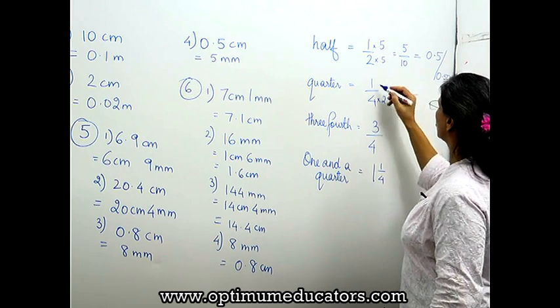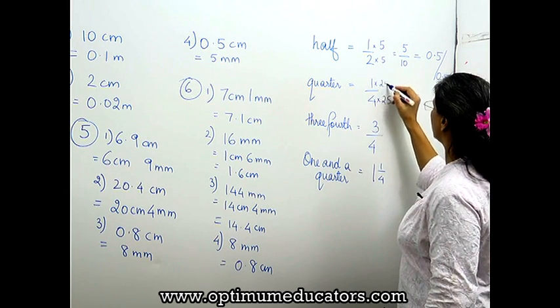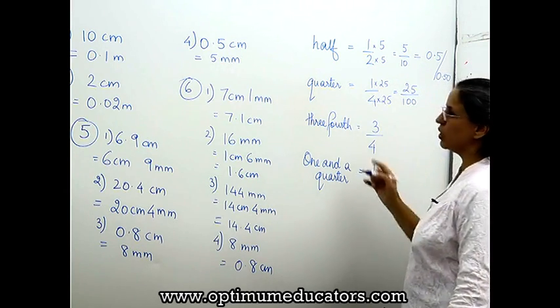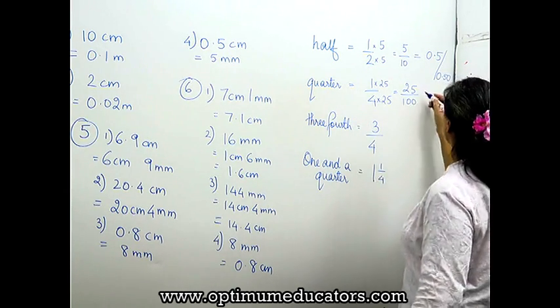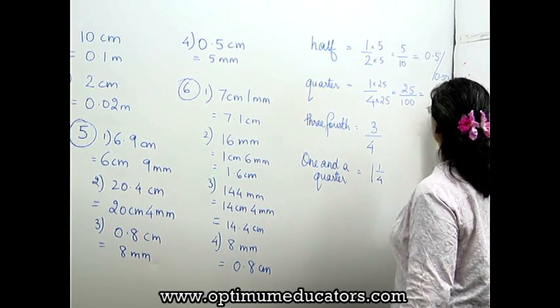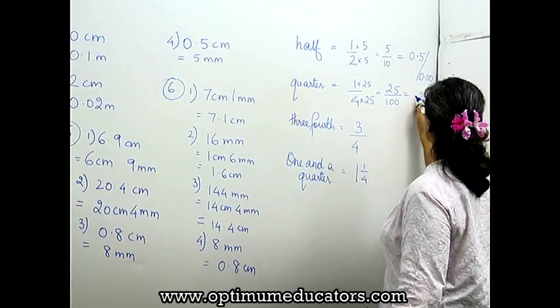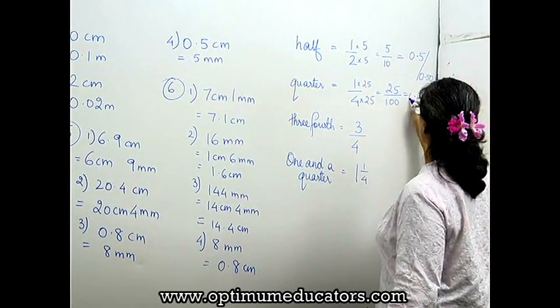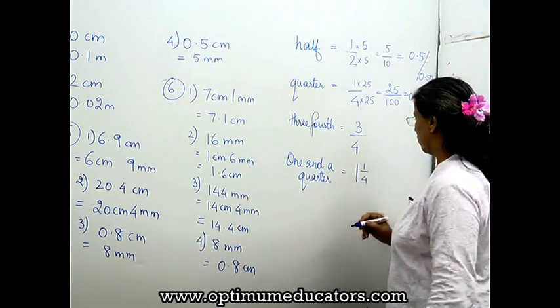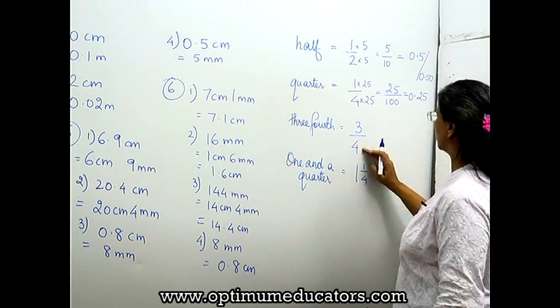So here also we will have to multiply by 25. So 25 upon 100 will give us a quarter. So this can be written as 25, and here because we have two places, the decimal point will come here. So 0.25. Same way we can do for 3/4.